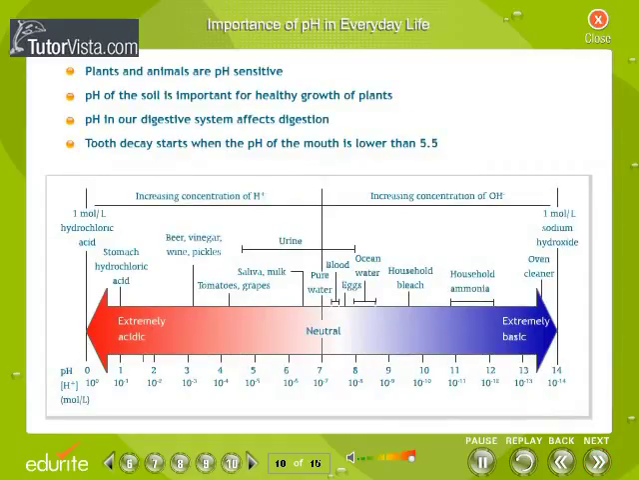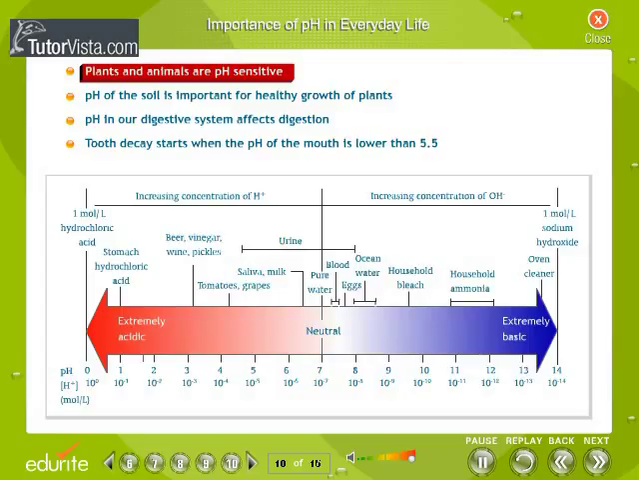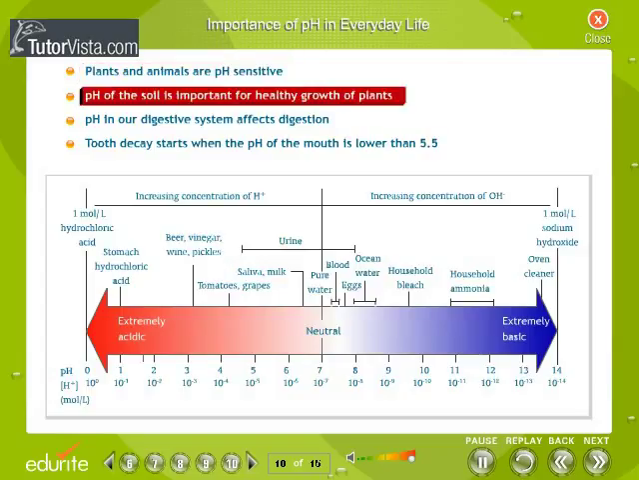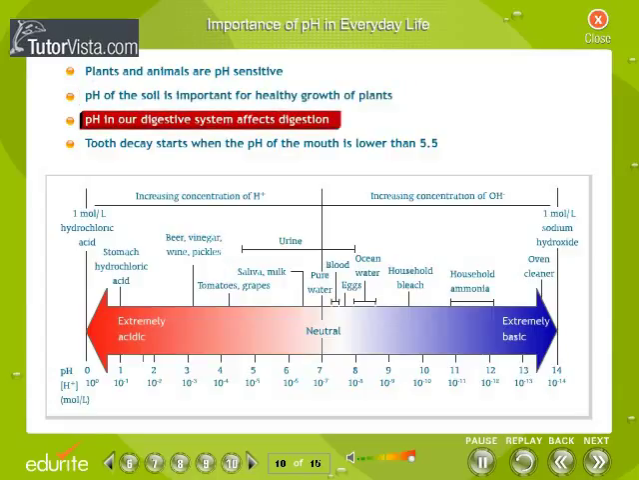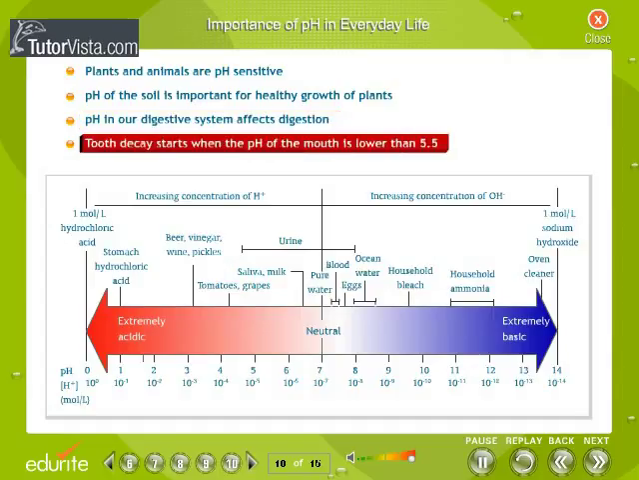Importance of pH in everyday life. Plants and animals are pH sensitive. pH of the soil is important for healthy growth of plants. pH in our digestive system affects digestion. Tooth decay starts when the pH of the mouth is lower than 5.5.